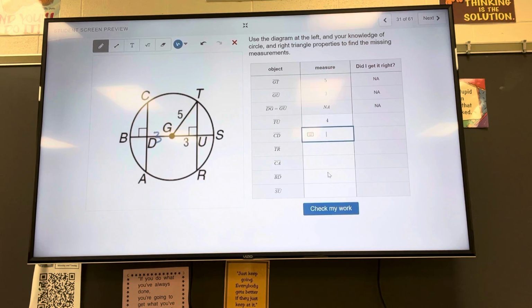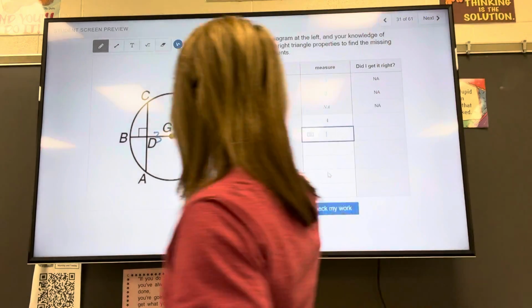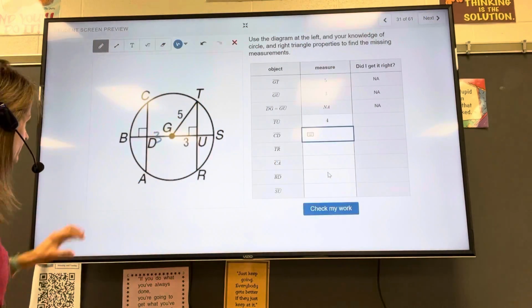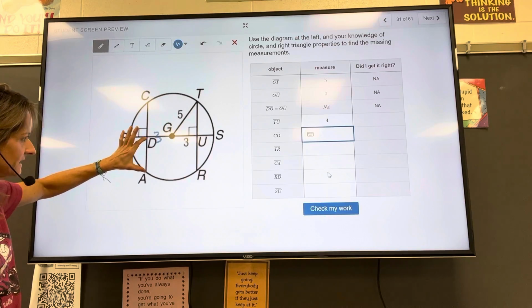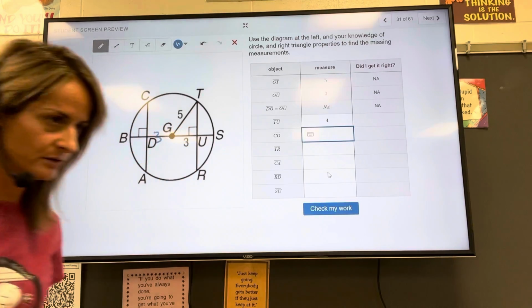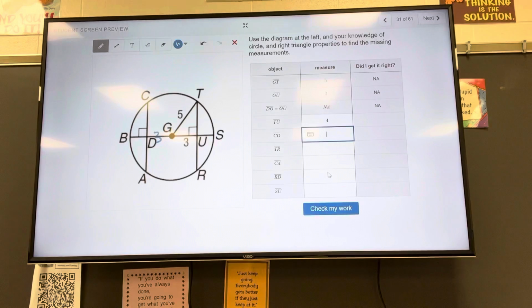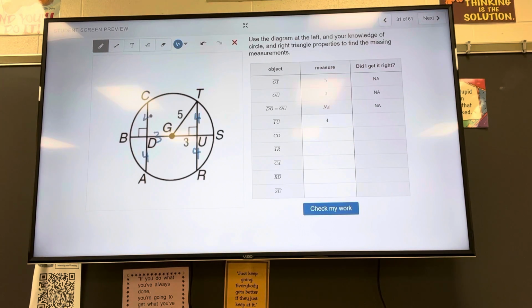Now, since we know that TU is 4, I'm just going to fill in the rest of these lengths here. So CD has to be 4, which also is AD is 4, and RU is also 4. So let me write those in. And those are probably the lengths that are being asked for next. So let's see, CD, yep, 4.